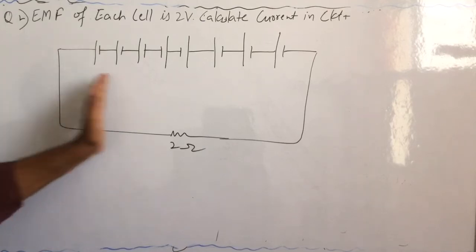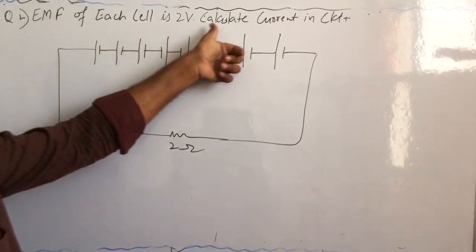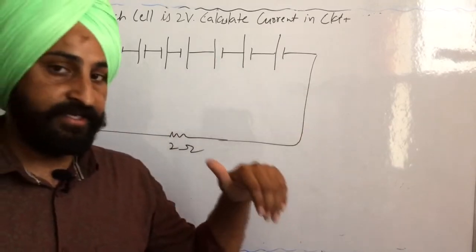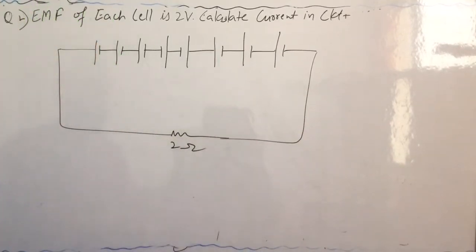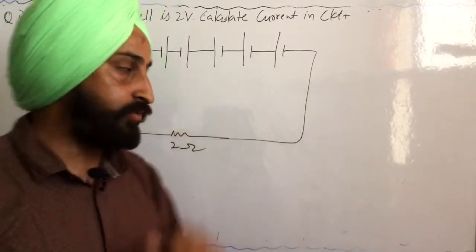Here is the question. We are given a number of cells connected with a resistor of 2 ohm resistance, and the EMF of each cell is 2 volt. We are asked to calculate the net current that will flow in this circuit. Firstly we will see how many of these are in order and how many are out of order.